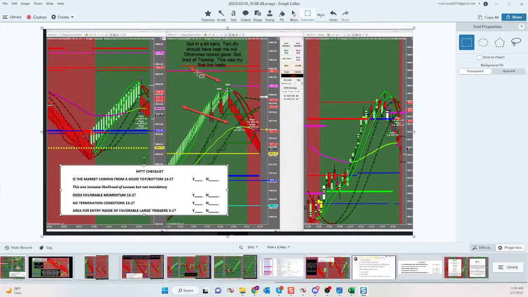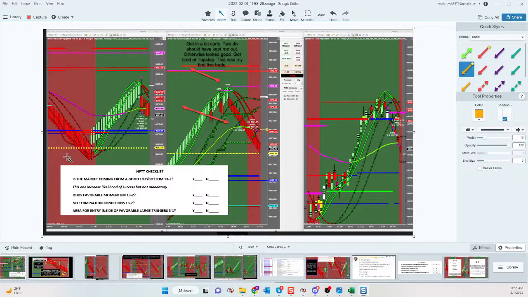Michelle, I love this. You know why? On the NG time, make sure you don't have that white arrow up there, because you have a termination that creates a full reversal. You have odds favorable momentum. You have no termination conditions up top. And you said that the divergence should have kept you out. Michelle, I'm going to respectfully disagree. I want you to look at where your small triggers are at the time of that divergence. There's no reason yet to have the divergence create a problem for you.